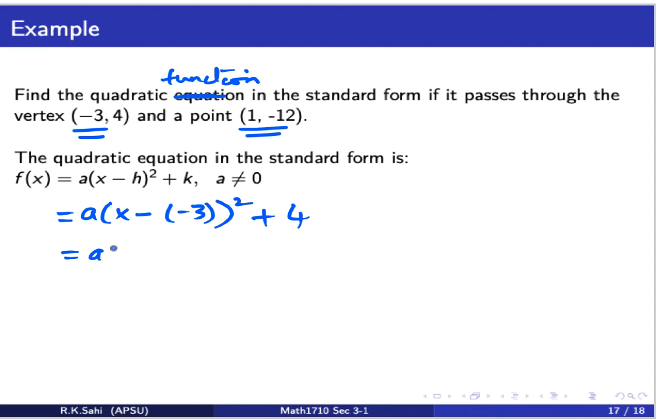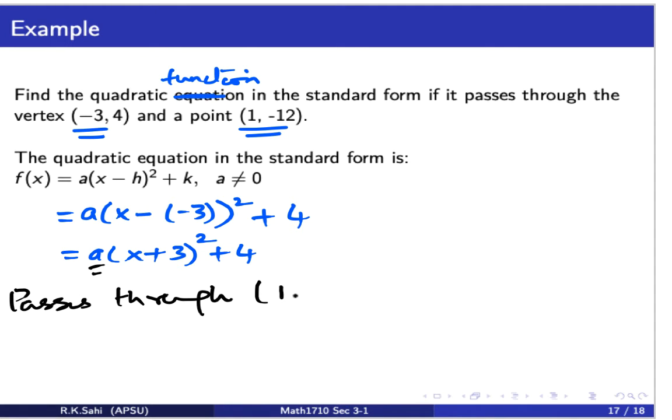So what do we get? We get a(x + 3) the whole square, plus 4. Notice, guys, we have to find a now. And how do we do that? This quadratic function passes through the point (1, -12). That means this is my x and this is my y, which is the same as f of x.